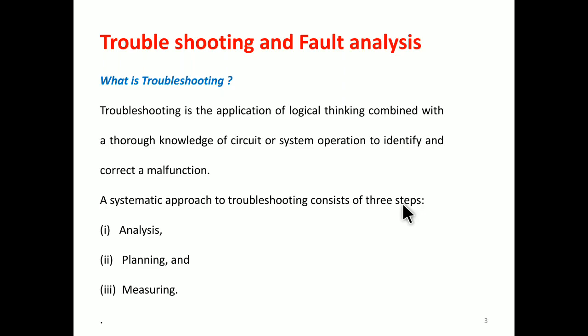It is the application of logical thinking combined with a thorough knowledge of circuit or system operation to identify and correct a malfunction. A defective circuit or system is one with known good input but with no output or an incorrect output. That is the identification of a problem in the given electronic circuit. A systematic approach to troubleshooting consists of 3 steps: analysis, planning and measuring. Let us discuss them one by one.